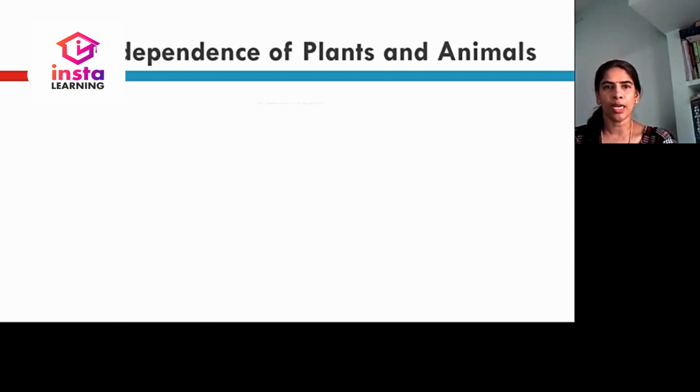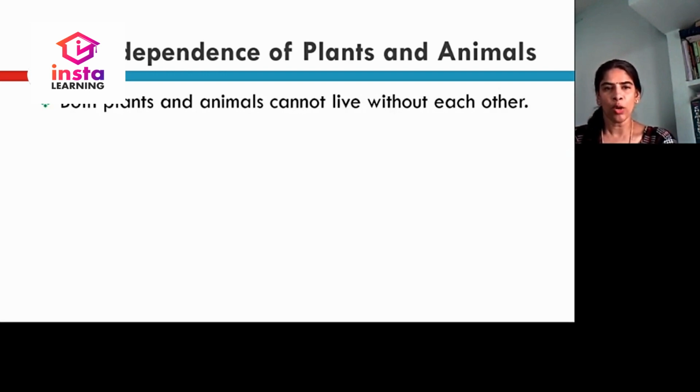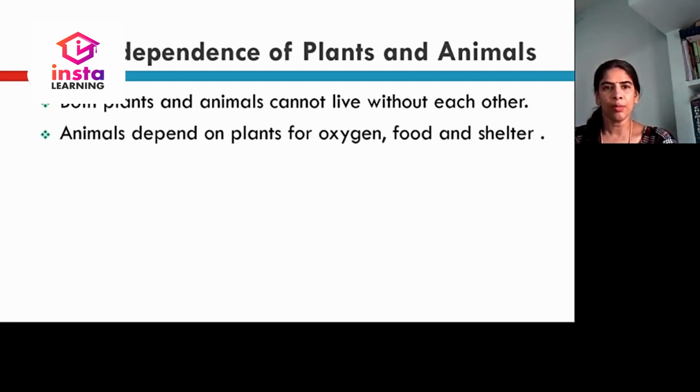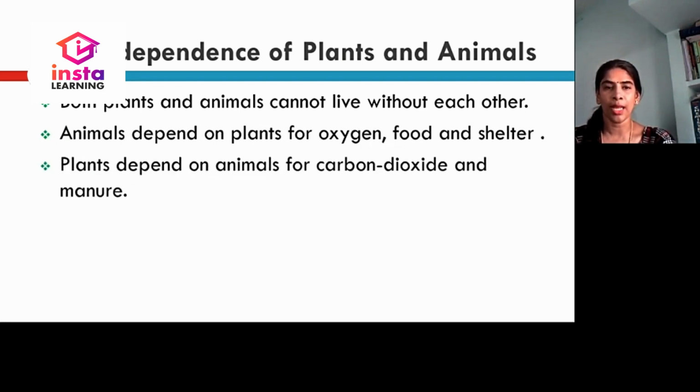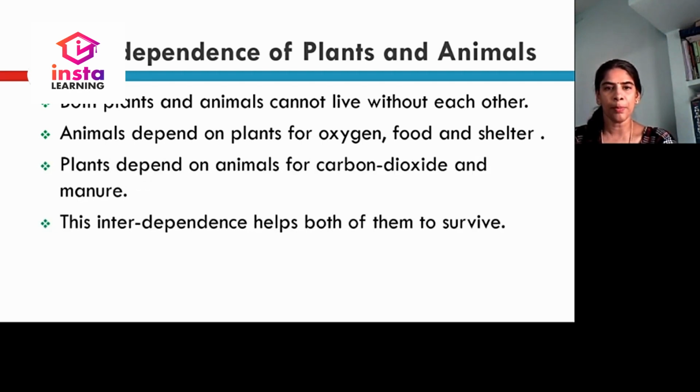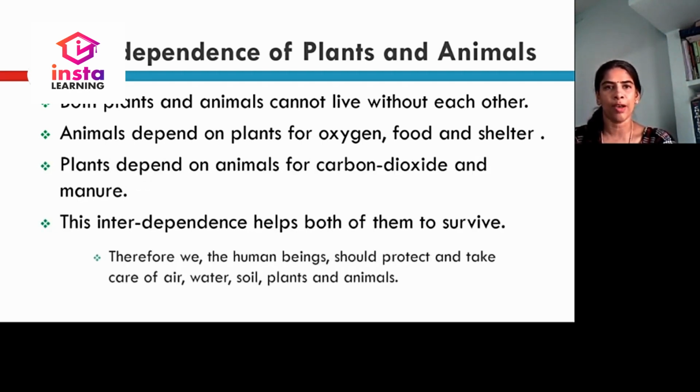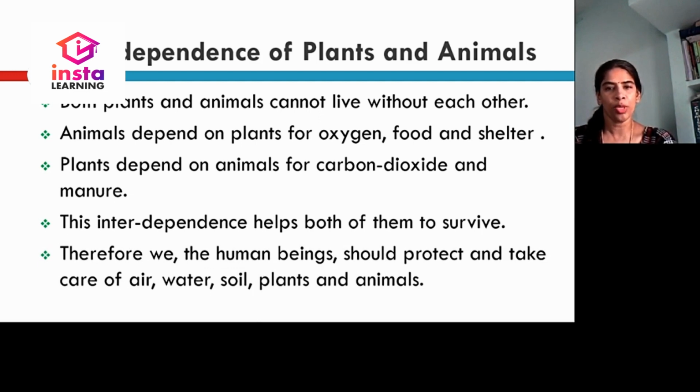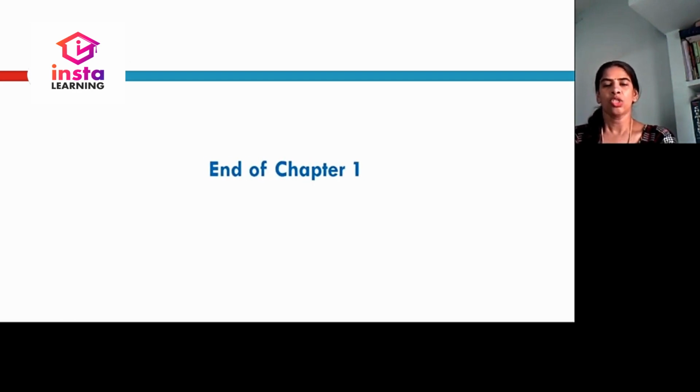Interdependence of plants and animals. We have now studied that plants and animals cannot live without each other. Animals depend on plants for oxygen, food and shelter, while the plants depend on animals for carbon dioxide and manure. This interdependence helps both of them to survive. Therefore, we human beings should protect and take care of air, water, soil, plants and animals. So, this finishes the first chapter.